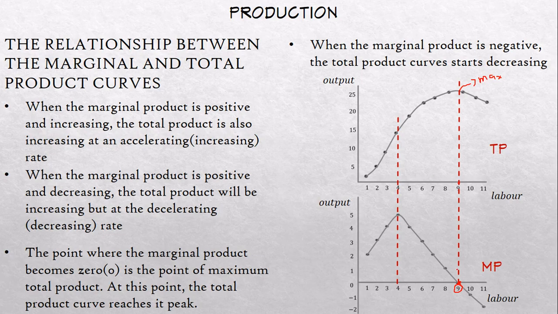You can see that the marginal product is zero, because it started from 2, 3, 4, 5, then moved on to 4, then 3, then 2, then 1, then 0. I'm reading these numbers from the table. This is when it is 0. When the labor is 9, you can check from the table, the marginal product is 0. And when the marginal product is 0, that is when the total product is at its maximum.